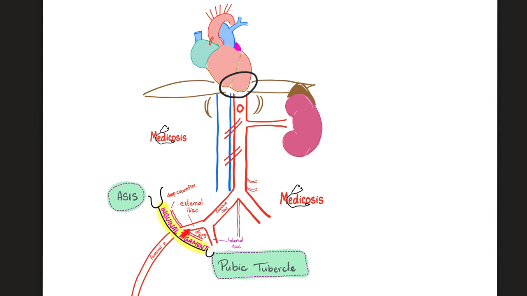Then the external iliac artery disappears deep to the inguinal ligament, which stretches from the anterior superior iliac spine to the pubic tubercle. The external iliac artery changes its name thereby into the femoral artery, which will give us the profunda femoris artery or the deep femoral artery, which is the main artery of the thigh. Then the femoral artery disappears behind your knee and changes its name to the popliteal artery.